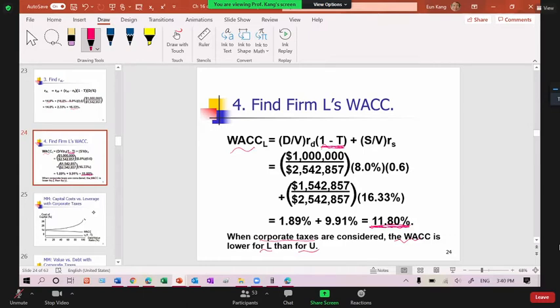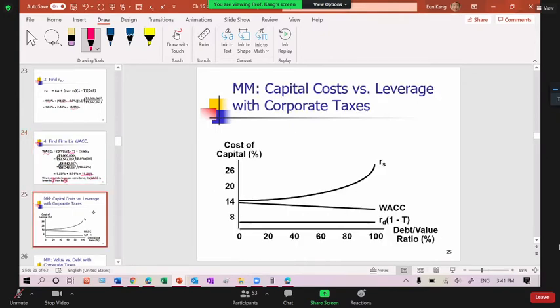So that's why WACC is lower, that means what? Price is higher, right? I told you that there is a one-to-one relationship between WACC and the value of the company. When WACC is lowest, the value of the company is highest, right? One-to-one correspondence. So WACC is lower means value is higher. So L's WACC is lower than U's WACC, so L's value is higher than the value of U. So we have MM with corporate tax. The more you borrow, definitely RS goes up, but RD is even lower because RD times (1 minus T). So WACC goes down. The more you borrow, the lower the WACC.